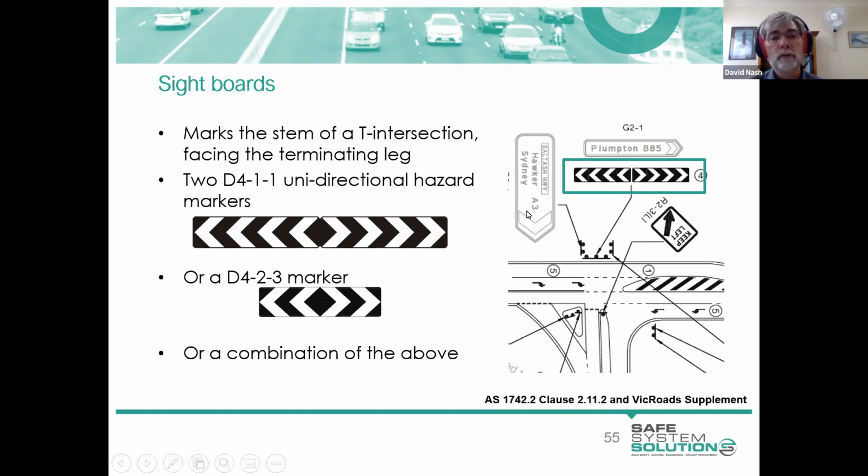If there's vertical geometry problems, then mount them up higher or whatever. Just make sure that they're facing towards the drivers as they approach the intersection. Yes, so you can use two unidirectional markers back to back or a bidirectional marker like that.